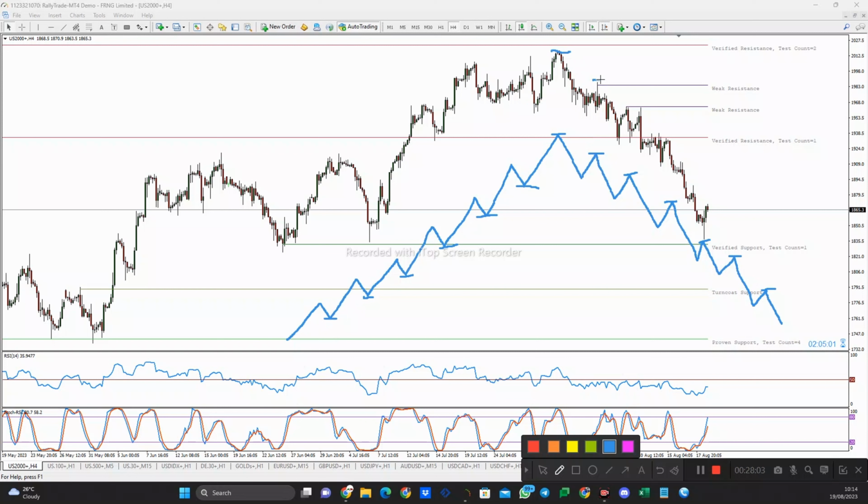This is another high. Another high. Another high. This is a high that is just forming. These are the areas where you want to be what? Selling. These are the areas where you want to be what? Selling. Right?